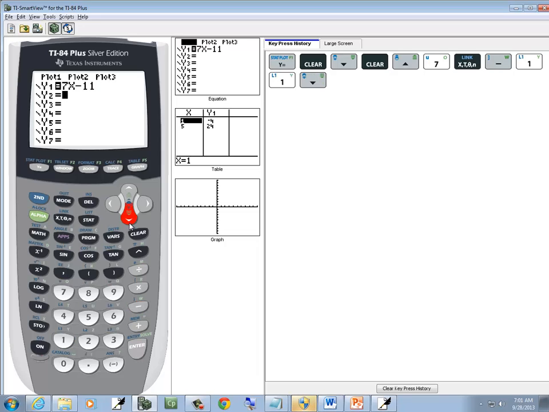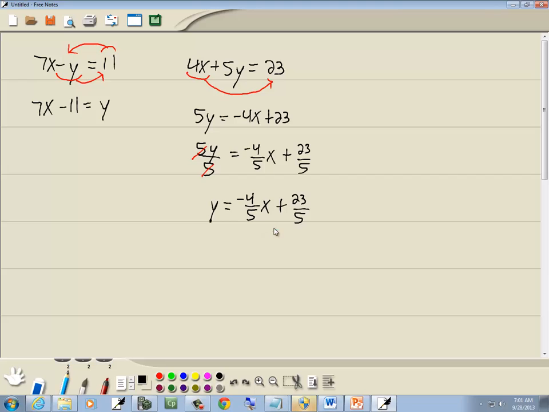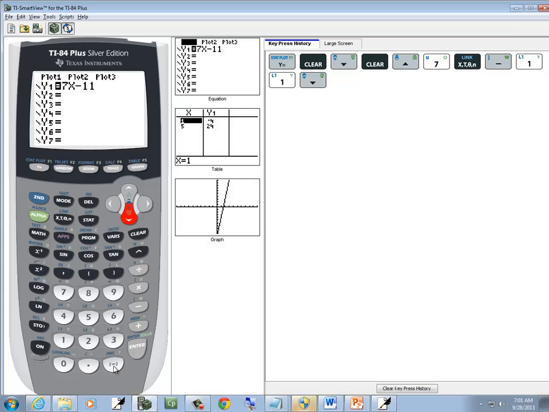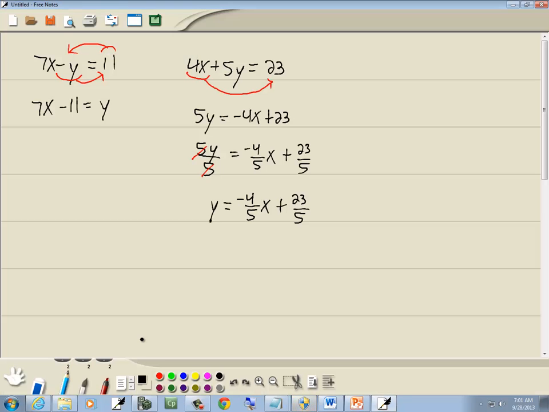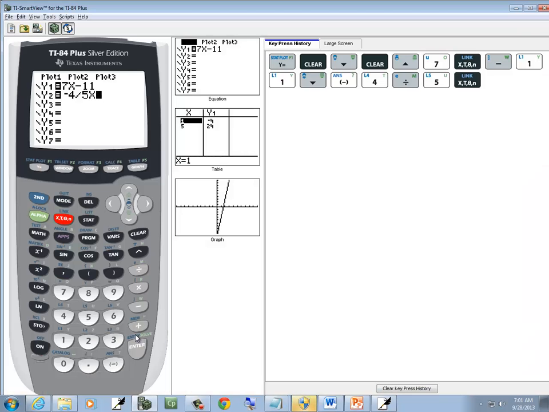Then I'll down arrow to y2, and I'll put negative 4/5 x. So negative 4 divided by 5 x. Now notice the negative is the one on the very bottom row here, not the minus key. Plus 23/5. Plus 23 divided by 5. And then I'll press graph.